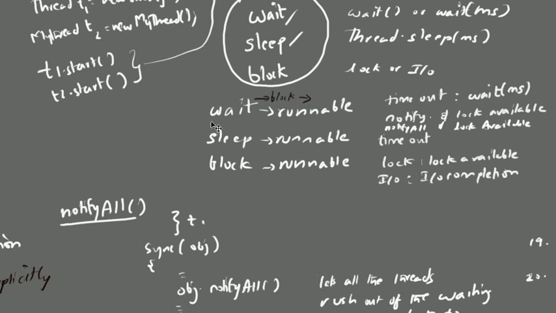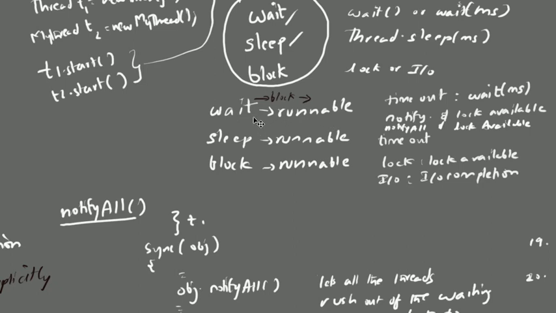So if a thread were to be waiting, and if another thread invokes notify or notify all, then the thread would be moved to a blocked state, because it would be waiting for the lock, and then once it gets the lock, it would be moved to runnable.